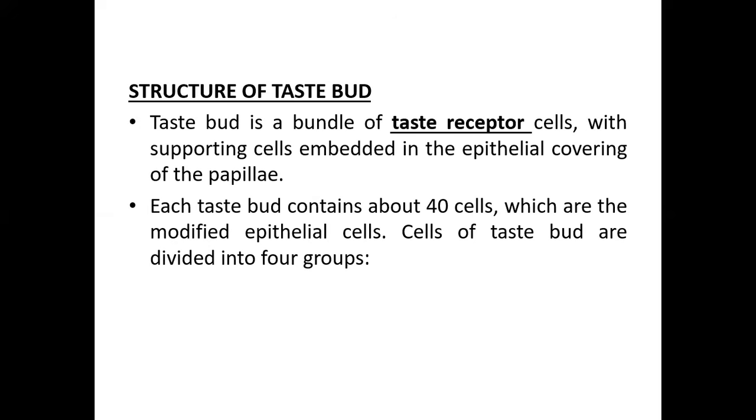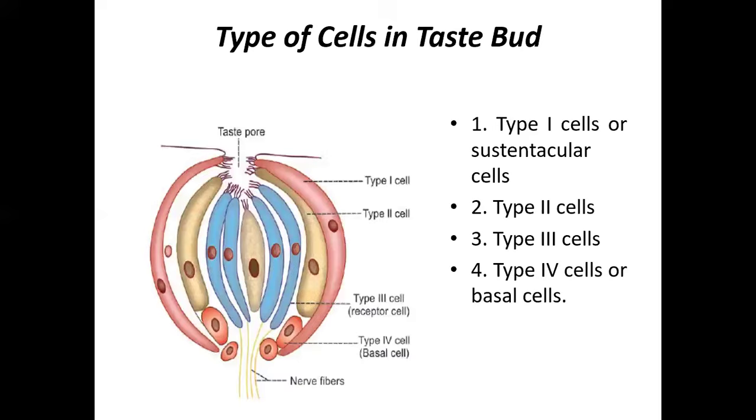In the next slide, you'll be able to see it. They're going to show you how these cells are arranged. It's a bundle of receptor cells. So what you're seeing here are the types of cells in the taste bud: type 1, type 2, type 3, and type 4.